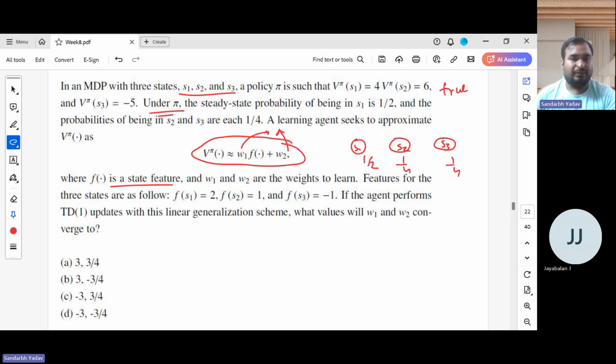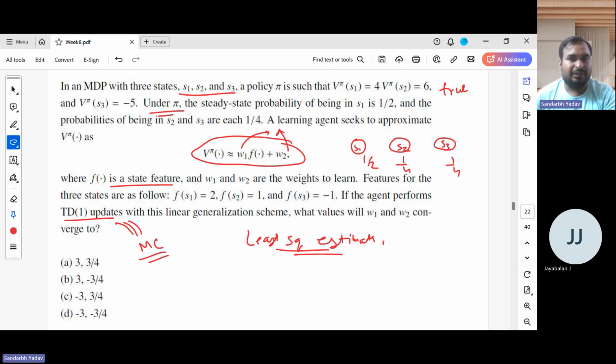So they have given us the value of features also. Now the question is, if the agent performs TD1 updates, remember TD1 updates are essentially equivalent to Monte Carlo updates. If we use this linear generalization scheme, what values will W1 and W2 converge to? If you remember correctly, in Monte Carlo estimate, if we use these TD1 updates, which are essentially Monte Carlo updates, we converge to the least square estimate, right?